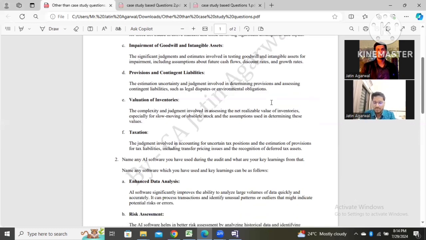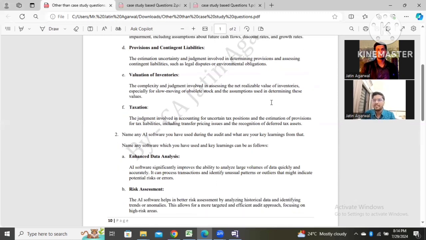Moving to the next question, they will ask you to tell them about any AI-related software which you have worked upon. If you have not worked on such software, then they may ask you to tell some of its key learnings or the benefits that we as an organization will gain by adopting it.